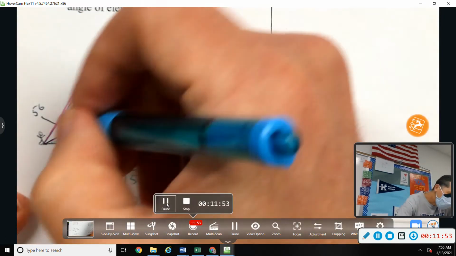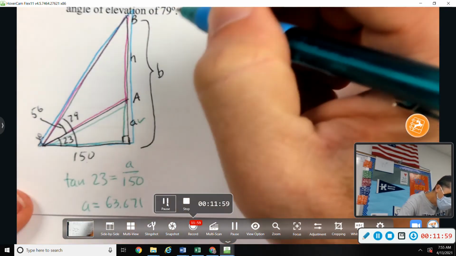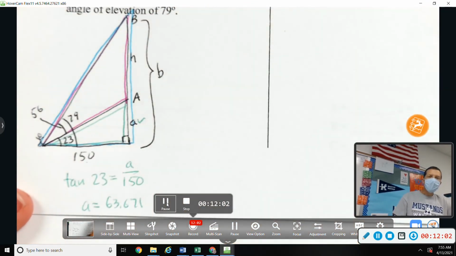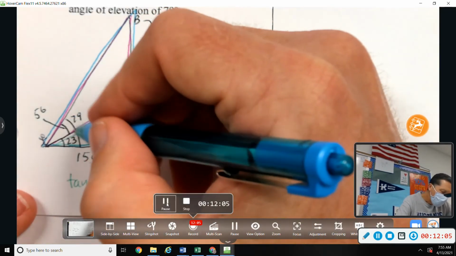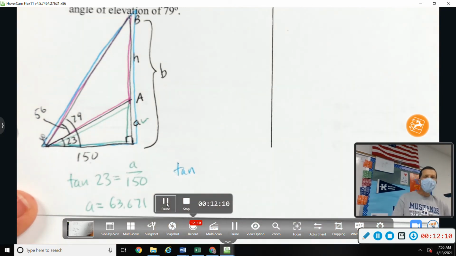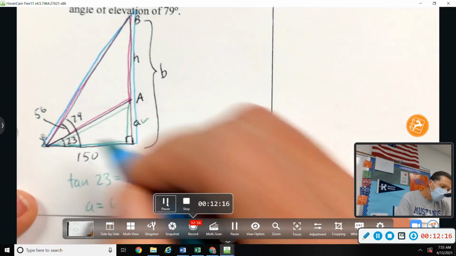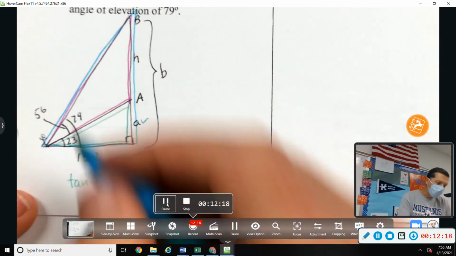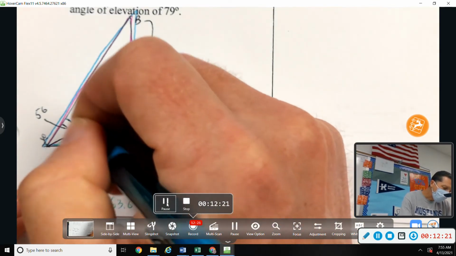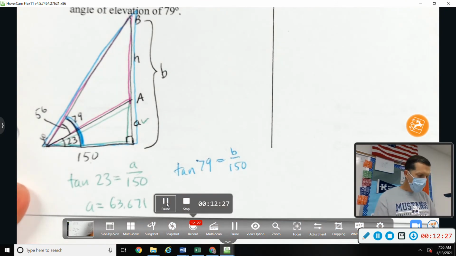Next I need to find B, so I'll look at the outside triangle, the big right triangle. And it's kind of the same process. Although now I've got three angles labeled down here. Which one do I want to use if I want to do B over 150? Yeah, 79. I want to use the full angle. I got a lot of angles down there, but 79 is the angle in the triangle. So tangent of 79 equals B over 150. So B is 150 tangent of 79.